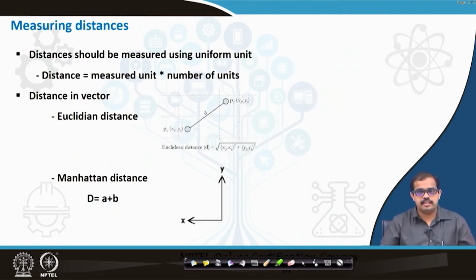For example, let us take some of them. The first one is measuring distance. If you want to measure a distance, for example, from this point to here, it is as good as calculating a Euclidean distance.